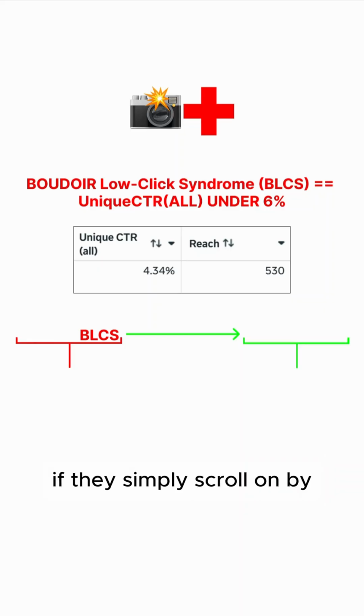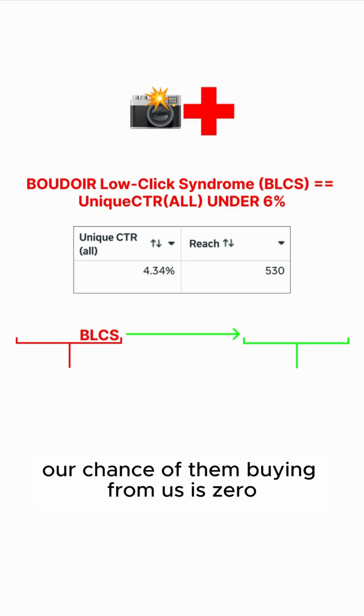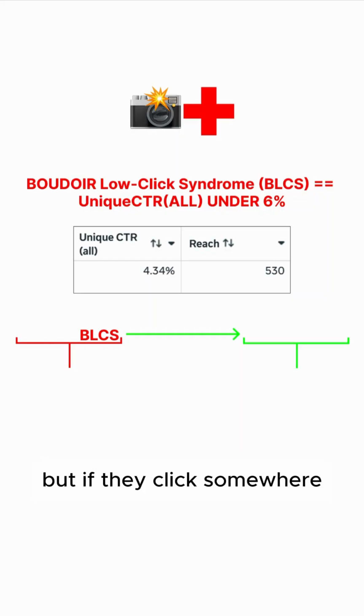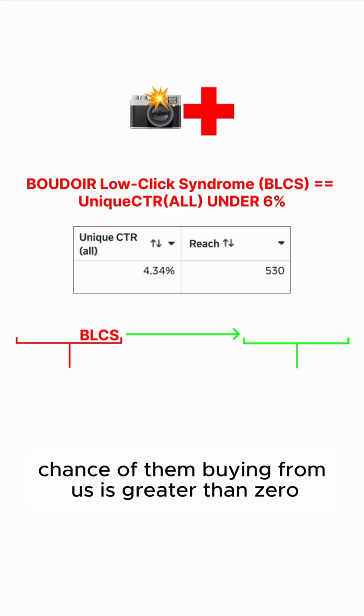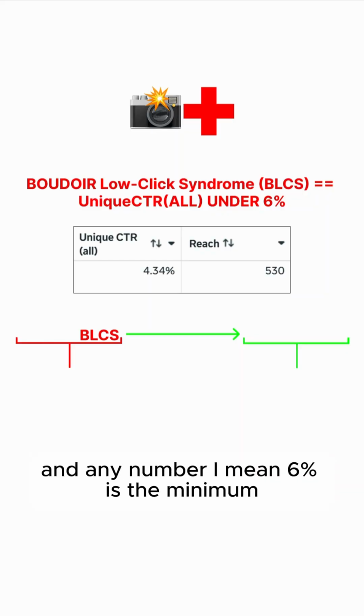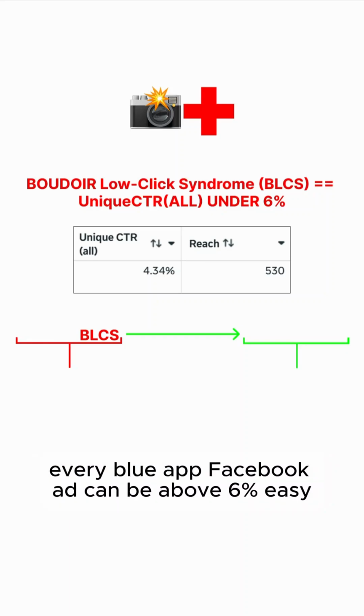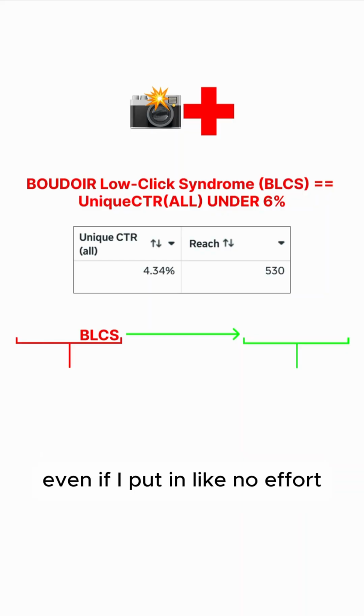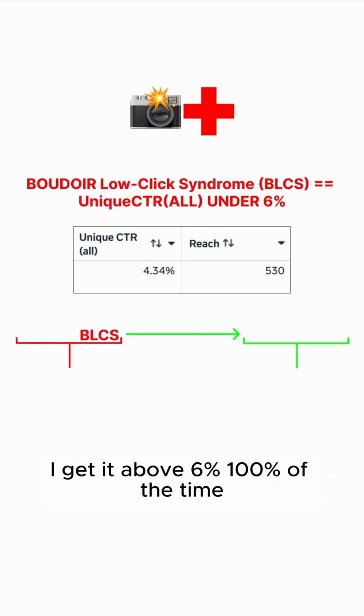If they simply scroll on by, our chance of them buying from us is zero. If they click somewhere, the chance of them buying from us is greater than zero. So we've got to get this number up as high as possible. And 6% is the minimum. Every Boudoir Facebook ad can be above 6% easily. Even if I put in no effort, I get it above 6%, 100% of the time.